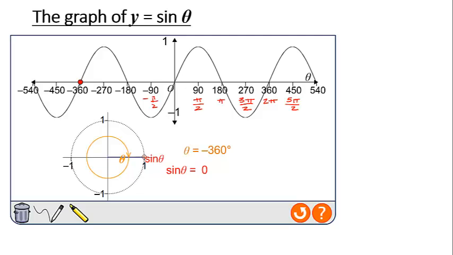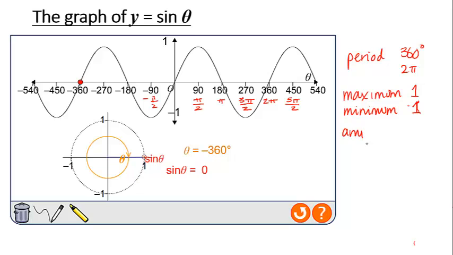So there's a couple of important things we need to note about the sine curve. The first is that the graph of y equals sine theta is a periodic graph, which means it repeats, and it repeats every 360 degrees. So we say that the period is 360 degrees or 2 pi. Also, we can see that the maximum value is 1, and the minimum is negative 1. So from that, we say that the graph has an amplitude of 1. These are your really important things here, the period and the amplitude. We also know that this graph goes through the origin, so it goes through the point 0, 0.